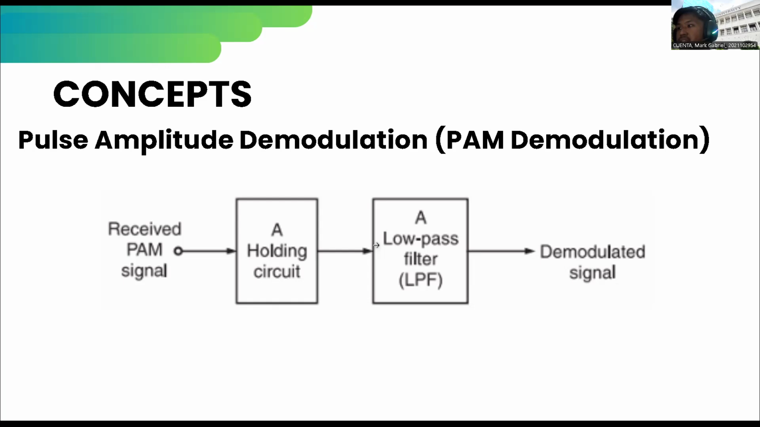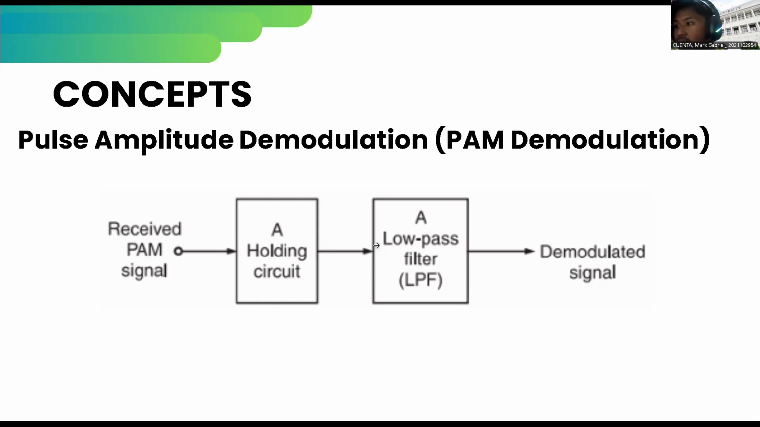First, the received PAM signal, composed of narrow pulses whose amplitudes represent sampled values of the original message, enters a holding circuit. This circuit, typically made of a capacitor and resistor, captures and maintains the voltage level of each pulse between the sampling instants. As a result, the discrete pulses are transformed into a step waveform that approximates the smooth shape of the original analog signal, while filling the gaps between each sample.